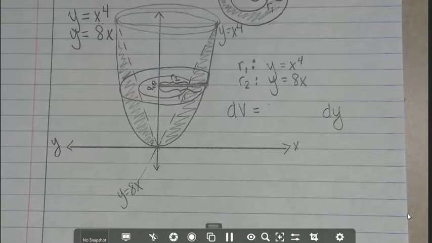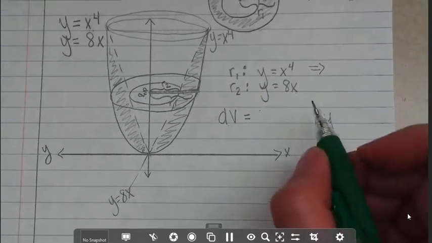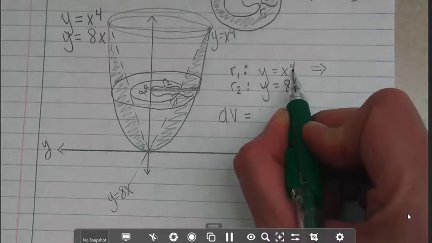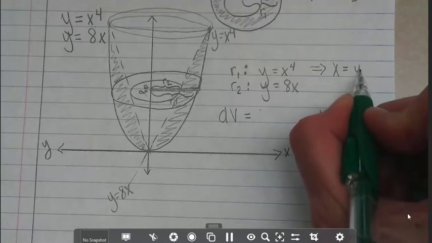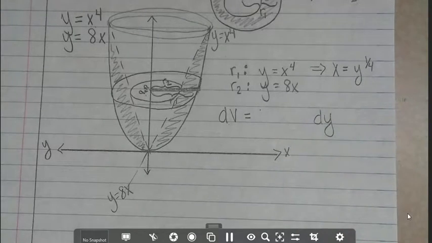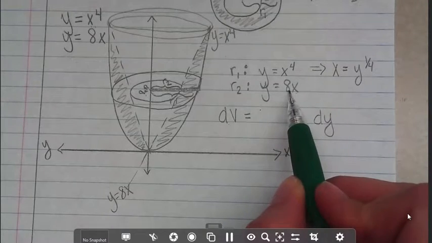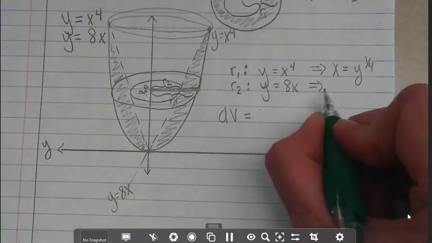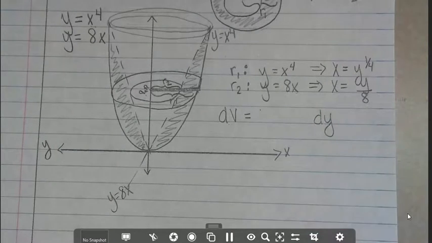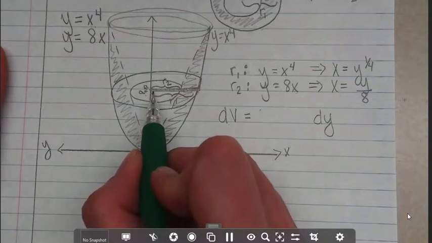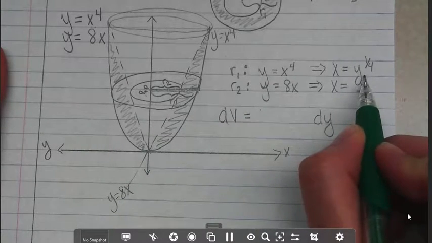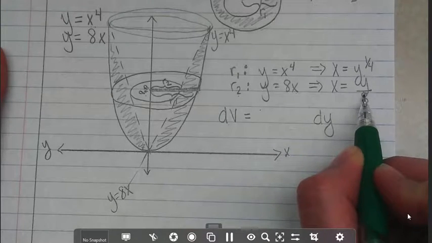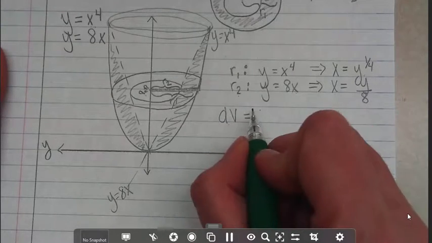Okay, so this one is going to become, well, I need to get rid of that fourth, so I'm going to raise it to the 1/4 power. So now I get x equals y to the 1/4. And then here I'm going to need to, again, solve for x, so I'm going to get x equals y divided by 8. Okay, so when I think about now my radii, my R1 is going to be y to the 1/4, and my R2 is going to be y over 8, and that's what I'm going to plug in here.